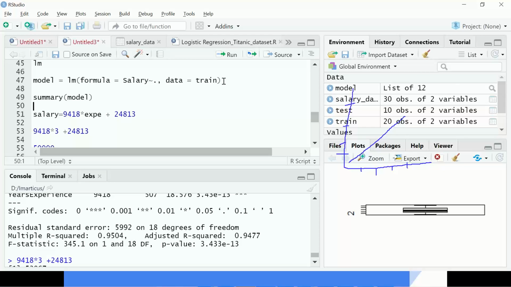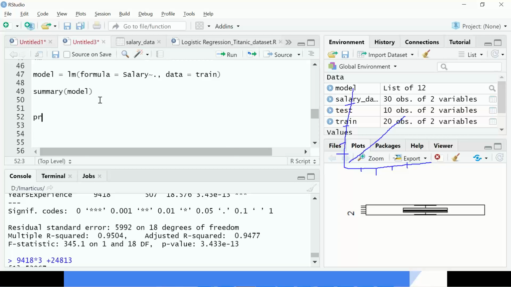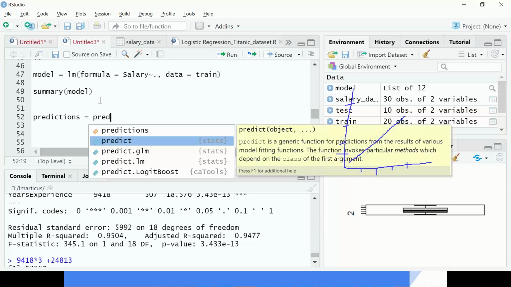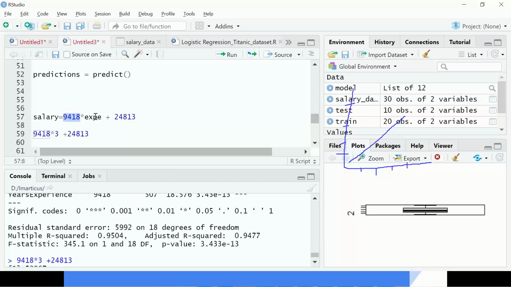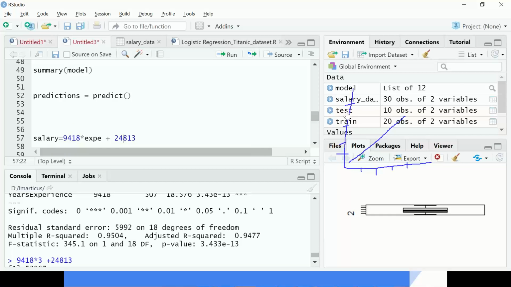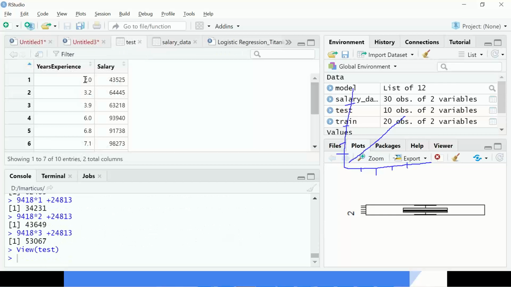Okay, so how do we do that? It's simple. We just have to create predictions. So I will create a variable by the name predictions. In this I will say predict. Predict is a function that you get in R, which helps you predict the values. The values that I was calculating manually, putting in the values by hand, this predict function will automatically do: it will put in all the experience that we have, say 2 years of experience. This is the actual salary, and it will give me the predicted salary. Then I will be able to compare how much difference I am getting.